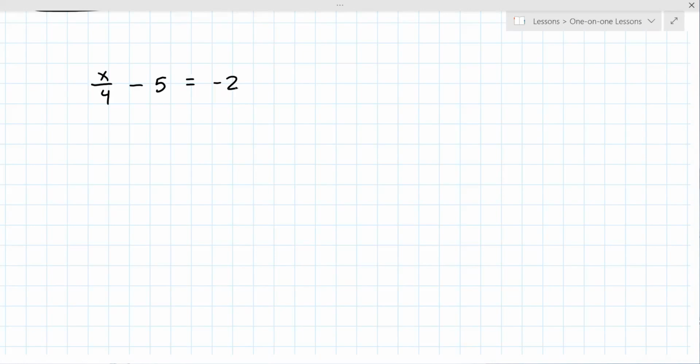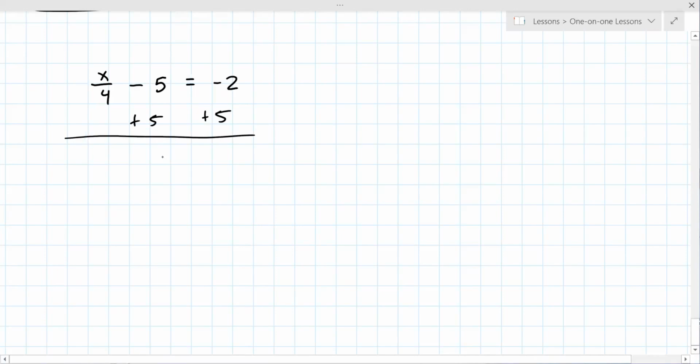Great, I think I got my answer. I'm going to add 5 to both sides, and I bring this x over 4 down, so that equals 3. I undo division by 4 by multiplying by 4. And this means x equals 12. Yes, you got it.